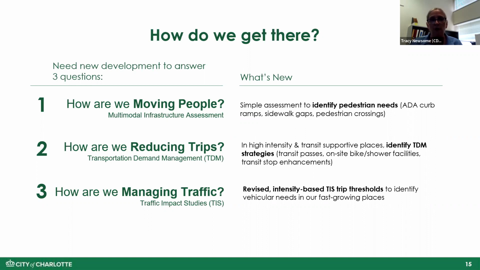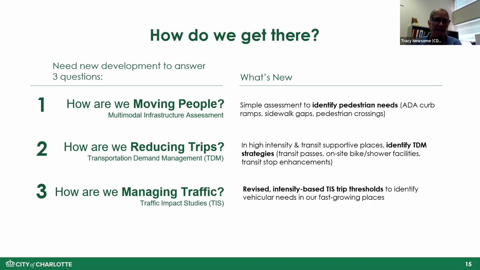So the first question is, how are we moving people? And that's a key point. It's about moving people, not just moving traffic or cars. And there's a simple multimodal assessment that's done whether you're in a high intensity or low intensity, assuming you trigger it. And that is about basically identifying pedestrian needs in the vicinity that would have an immediate impact. We know, for example, where there might be sidewalk gaps or where there's accessibility ramps that are not accessible the way they should be. Or in some cases, it could be a pedestrian crossing. So for example, the example that David gave of South Boulevard, there might be a need for a pedestrian crossing, an identified need. So that's the first level of assessment.